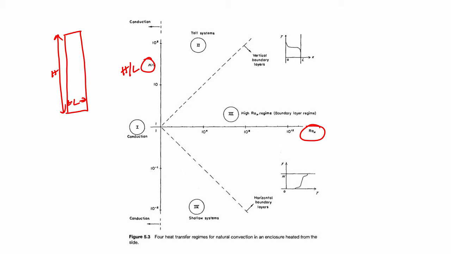Then on the other side you have what we call the shallow enclosures, which is basically the reverse of this. So, these are the two limits: on the lower side you have shallow enclosures, and on the higher side you have tall enclosures, depending on the factor of H by L. If you go to this side, you get higher and higher Rayleigh number, and if you move to the other side, you go to lower and lower Rayleigh number, which is basically the conduction limit.